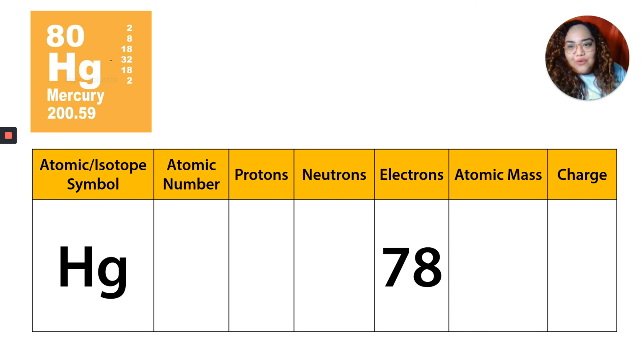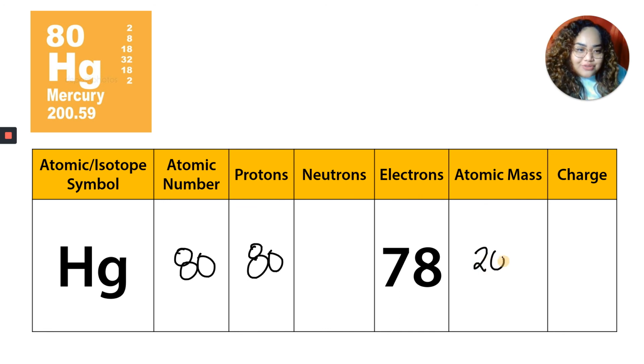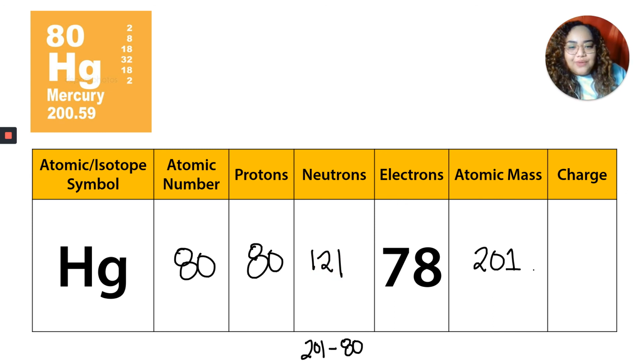And then according to your details, mercury has an atomic number of 80, which is the same as the protons. And then the atomic mass of 200.59, but you will just convert that to 201. Okay. So for the neutrons, we will get 201 minus 80. So how much is that? So you'll get 121.